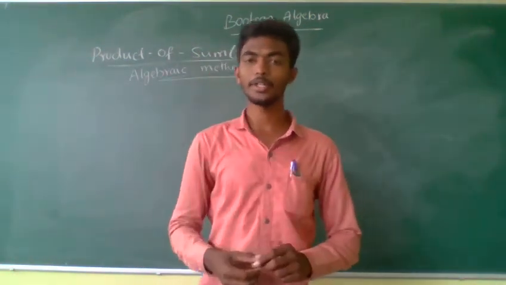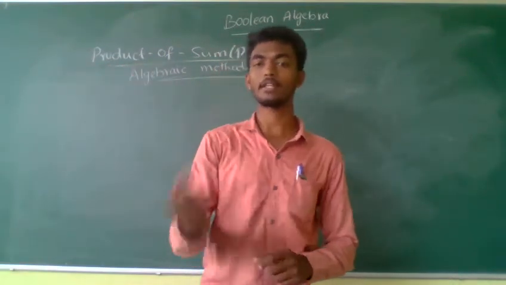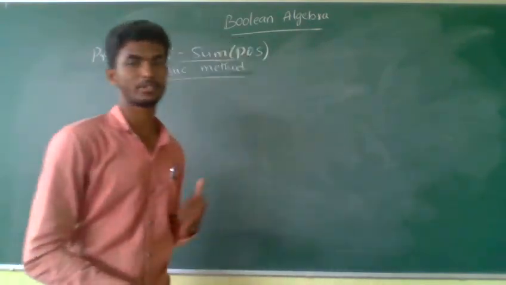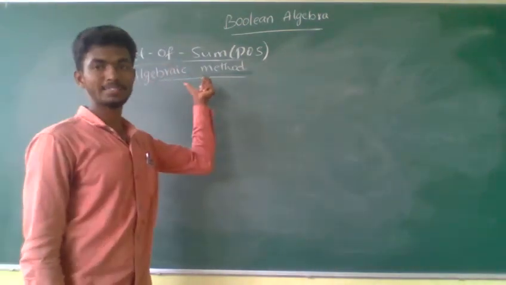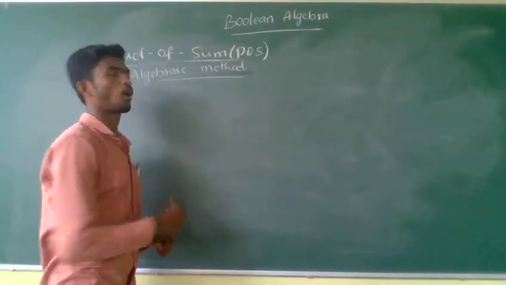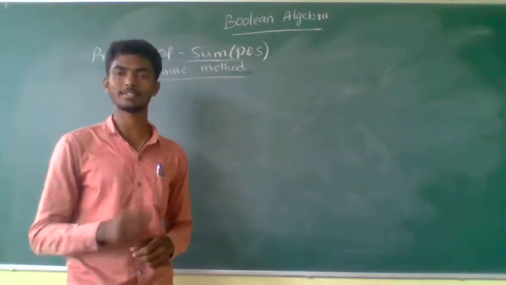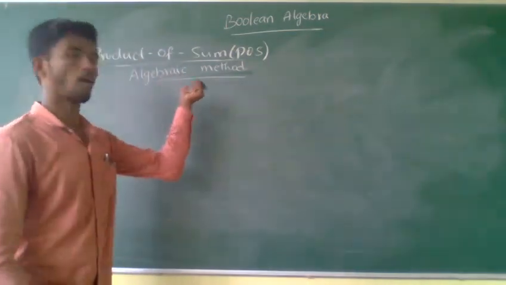In the last video, I discussed the product of sums, that is, the canonical conversion of a Boolean expression into the canonical POS form using the truth table method. In this class, we are going to discuss the algebraic method: how to convert a Boolean expression into a canonical POS expression, or canonical max term expression, using the algebraic method.